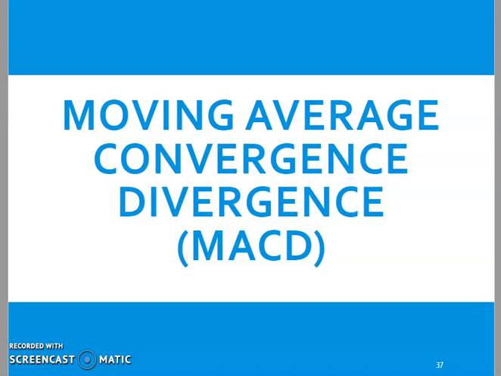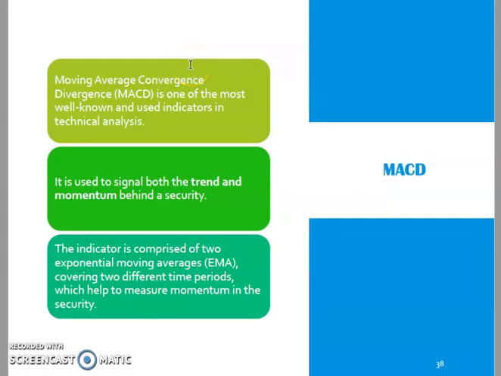What is MACD? MACD is one of the most popular and well-known indicators in technical analysis. It is used to signal both the trend and momentum behind the securities. This indicator comprises two exponential moving averages, or EMAs, covering two different time periods, which help to measure the momentum in the security.